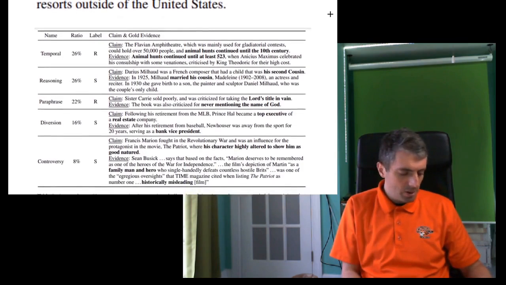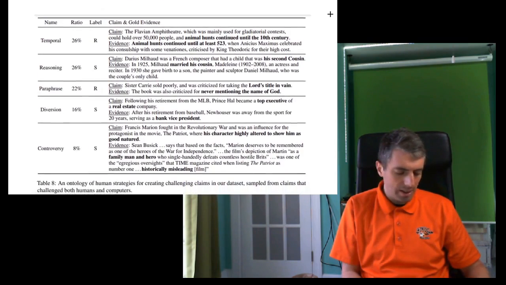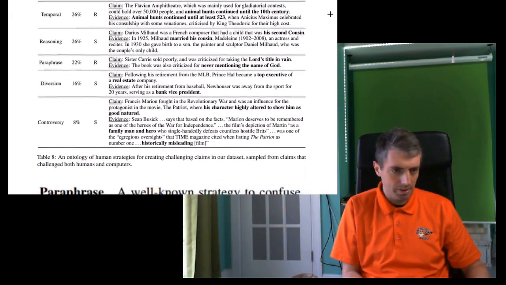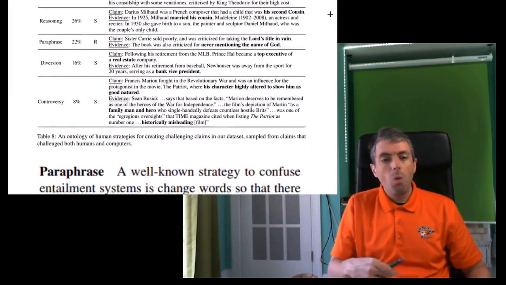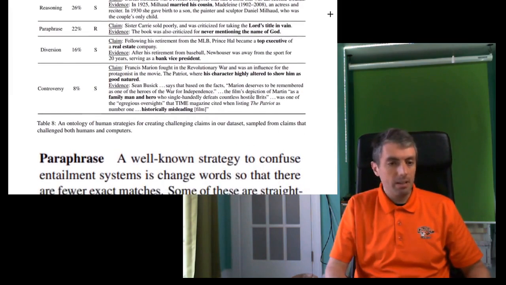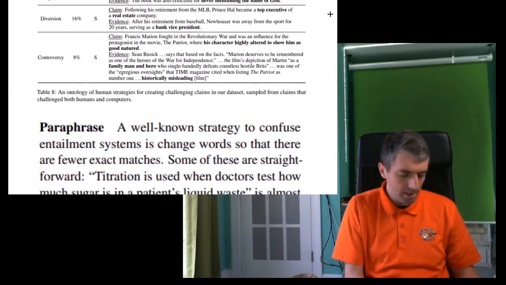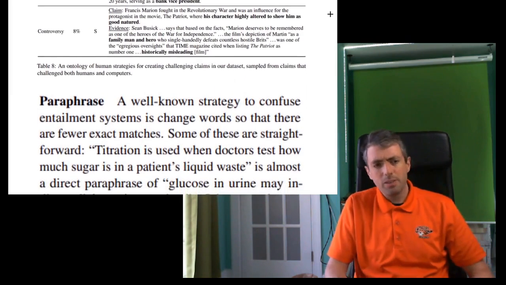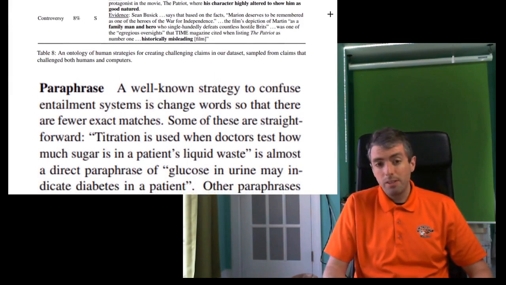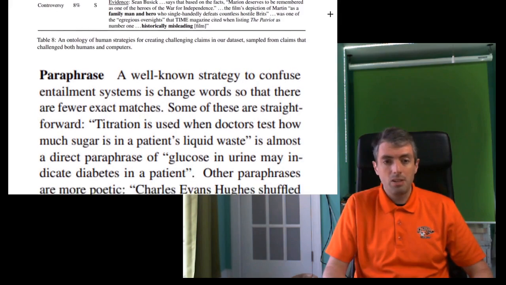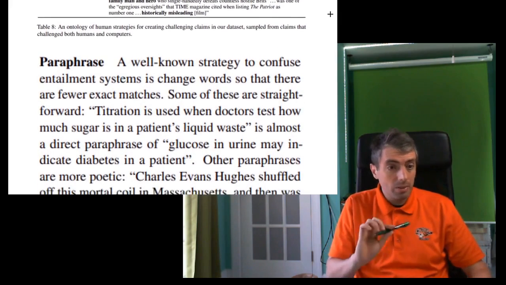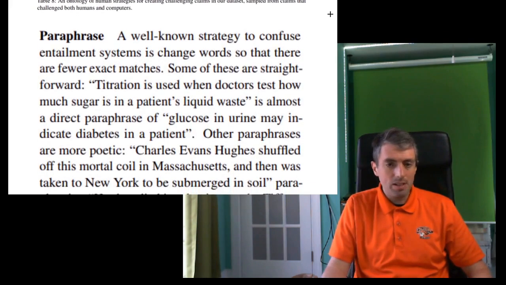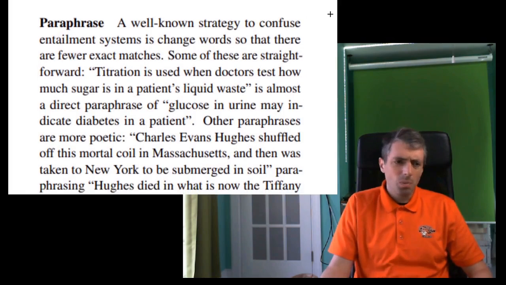An ontology of human strategies for creating challenging claims in our dataset, sampled from claims that challenge both humans and computers. Paraphrase. A well-known strategy to confuse entailment systems is to change words so that there are fewer exact matches. Some of these are straightforward. "Titration is used when doctors test how much sugar is in a patient's liquid waste" is almost a direct paraphrase of "glucose in urine may indicate diabetes in a patient." Other paraphrases are more poetic.